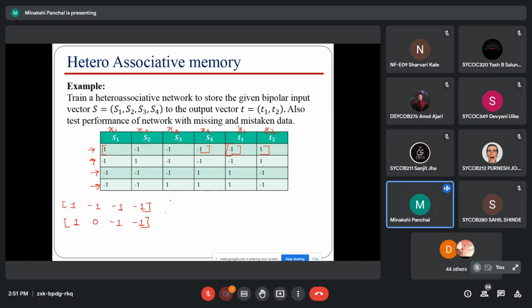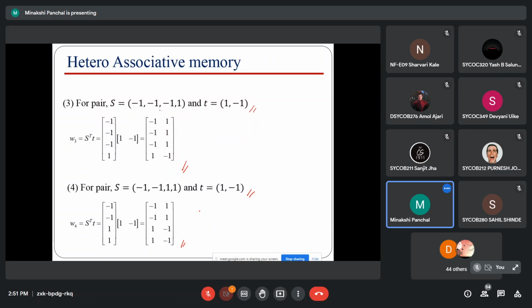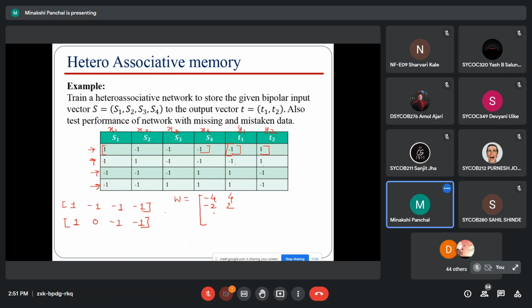Now we have W equals to -4 4, -2 2, 2 -2, and 4 -4. Okay, this is the weight matrix. तो अभी हमें चेक क्या करना है? Let me tell you what we are checking. This is the input actually.